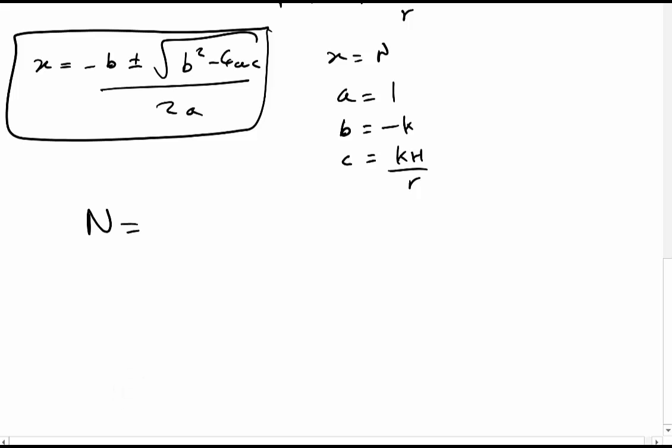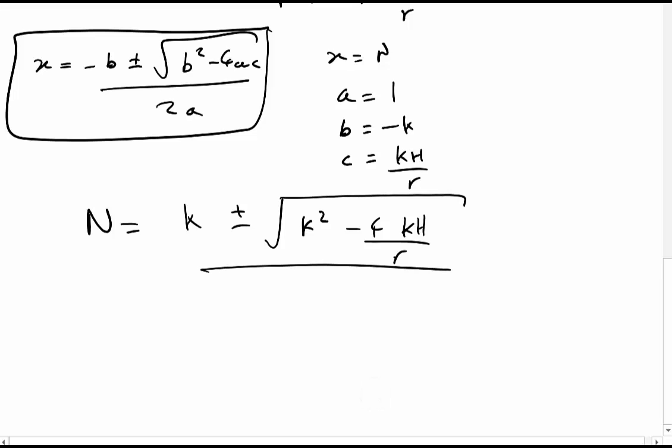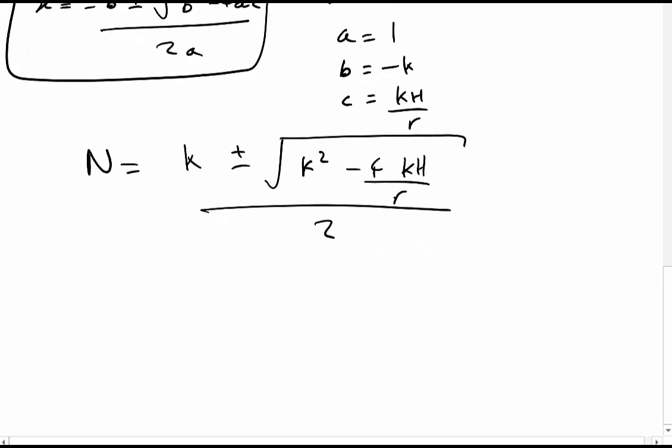So n equals minus b, so minus minus k becomes a positive k, plus or minus the square root of b squared, so minus k all squared becomes k squared, minus 4ac, so minus 4 times a, which is 1, times c, which is kh on r. That's all square root, upon 2a, so it's 2 times 1, so that's over 2.